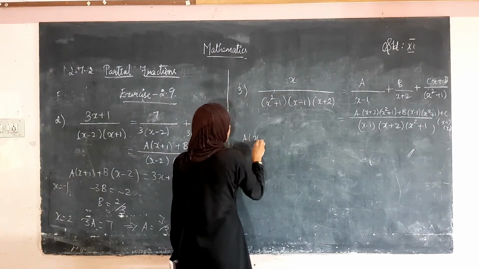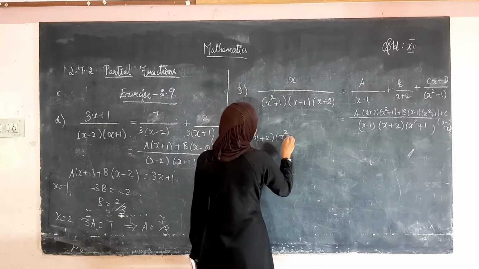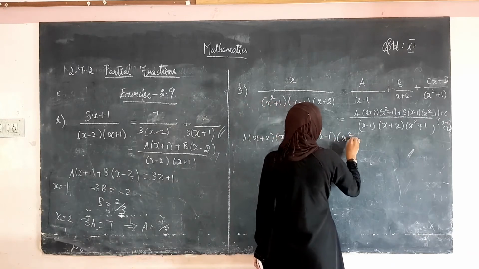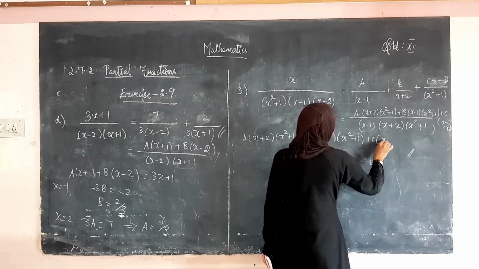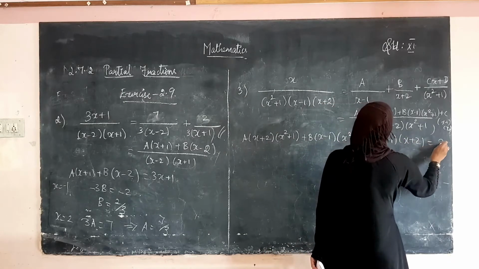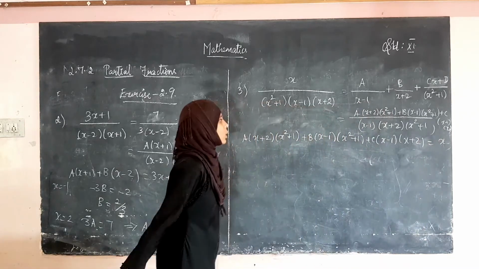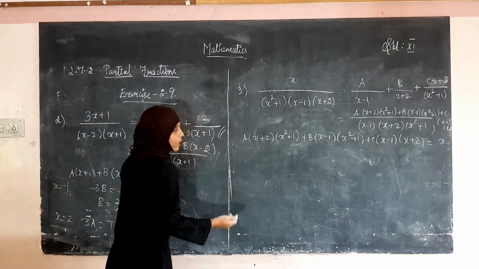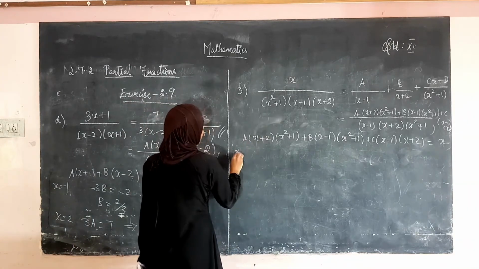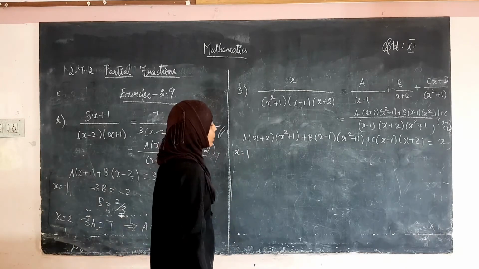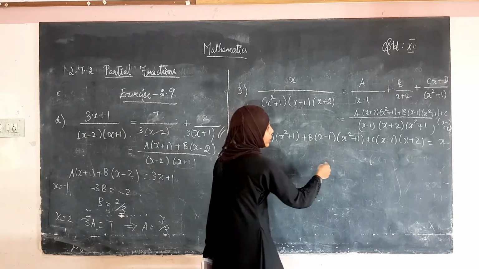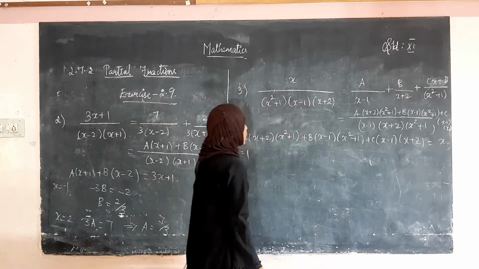What we get? a into x plus 2 into x squared plus 1 plus b into x minus 1 into x squared plus 1 plus c into x minus 1 into x plus 2 is equal to x. Okay. So, in this we have to find the value of a, b, c and d. Now, let us substitute the value of x is equal to 1. So, this term becomes 0, 1 minus 1 becomes 0, 0 is multiplied with both, therefore 0, and this term also becomes 0.